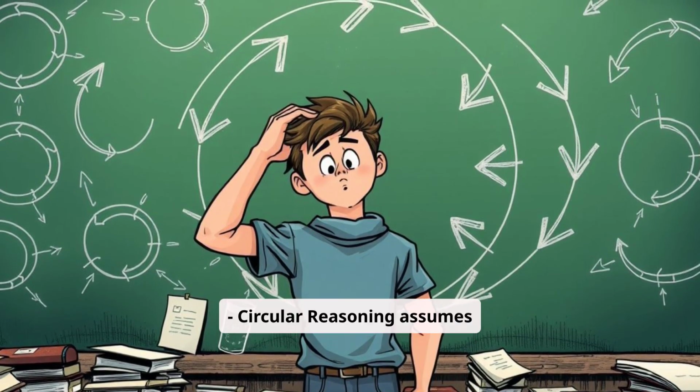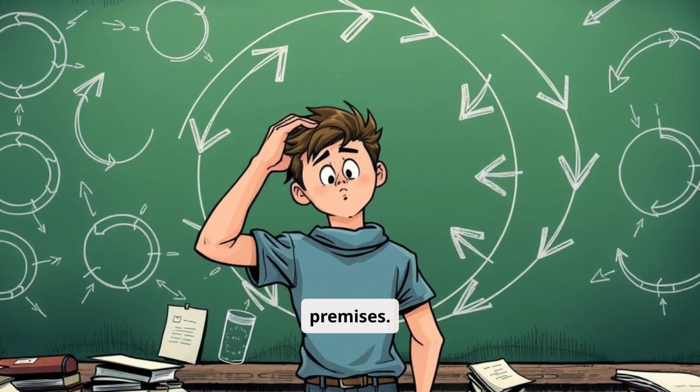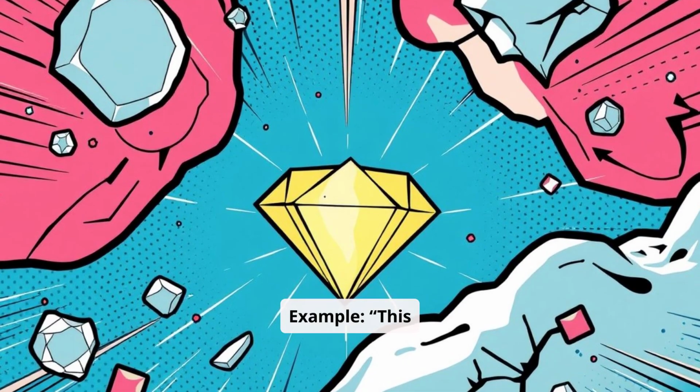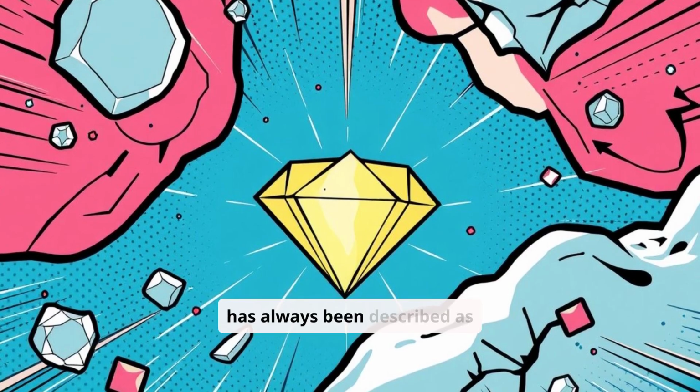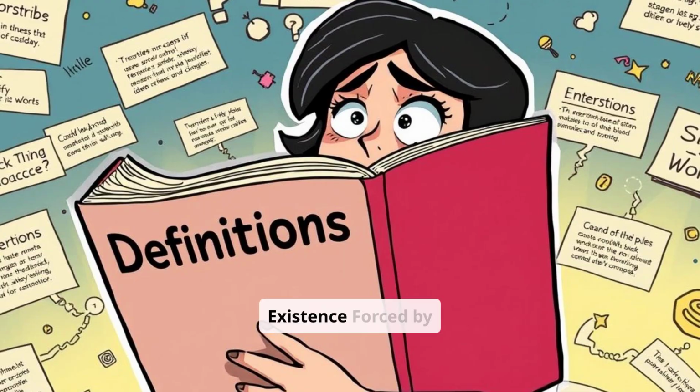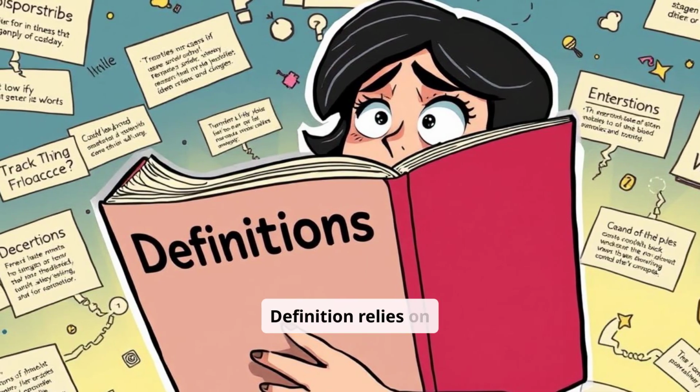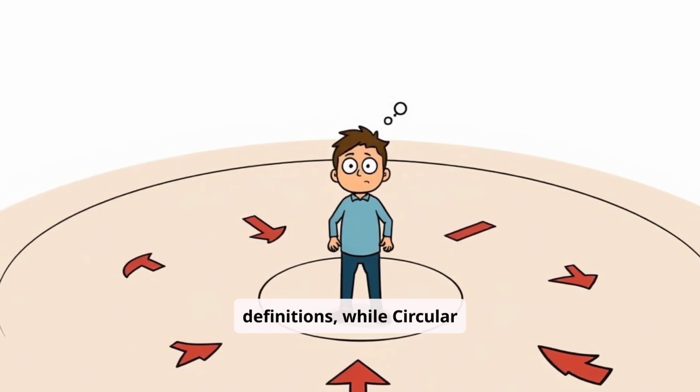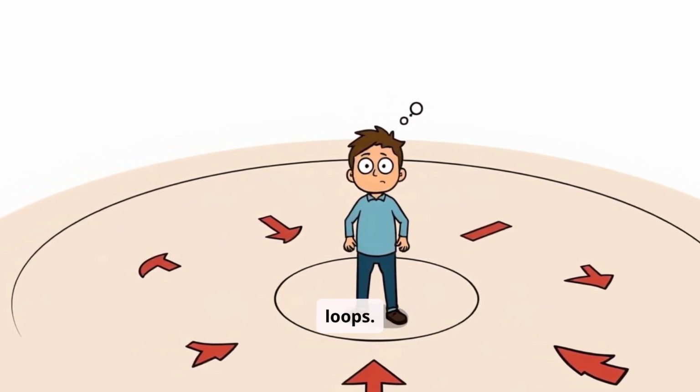Circular reasoning assumes the conclusion within the premises. Example: this diamond must be flawless because it has always been described as flawless. Existence forced by definition relies on definitions, while circular reasoning depends on logical loops.